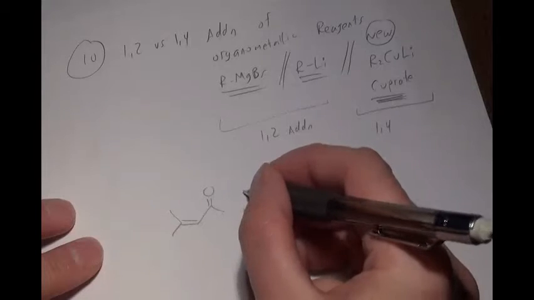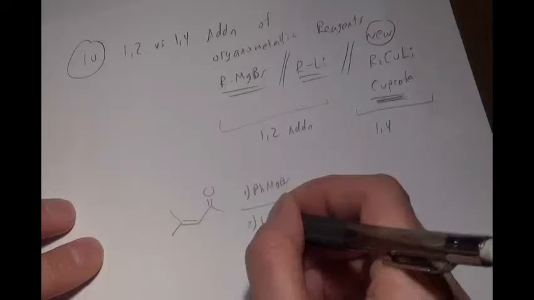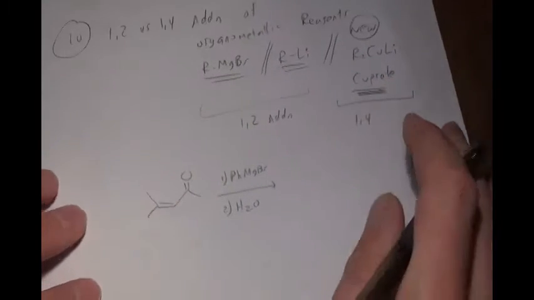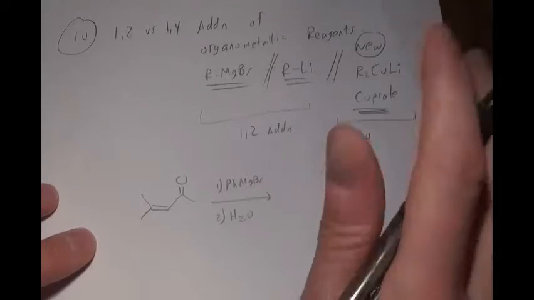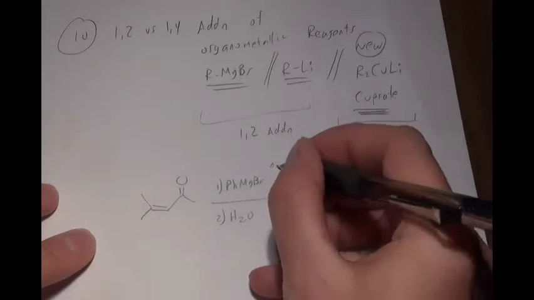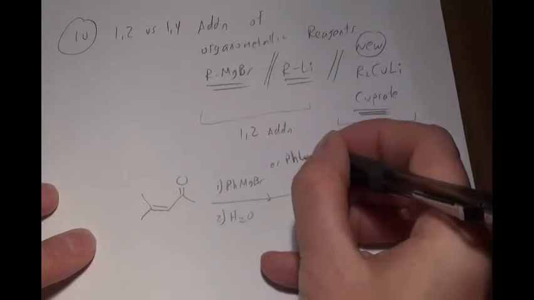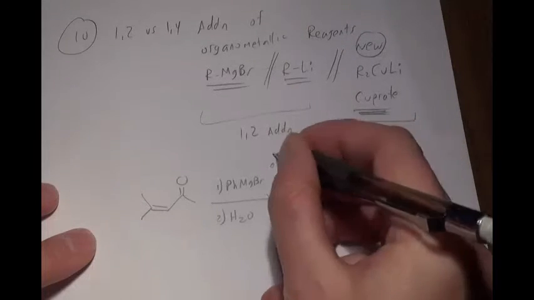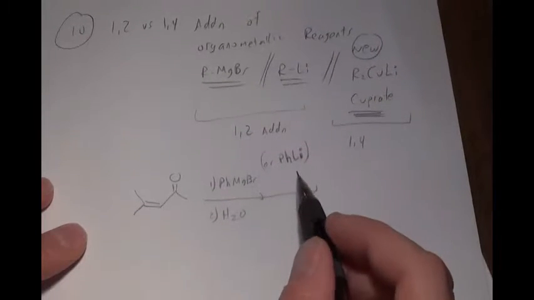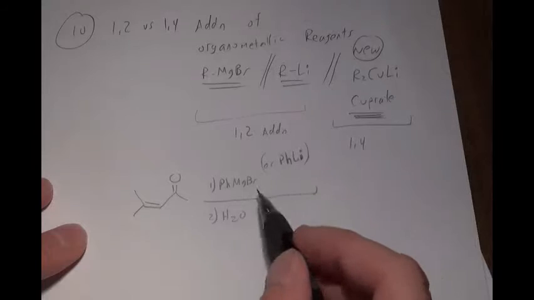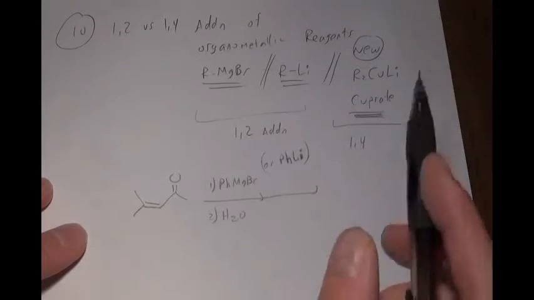Alright, so let's do a Grignard. This is plain old Organic 1 chemistry, Grignard. And this could be organolithium, phenyllithium, right? They do the same thing here. That's the thing. Grignards and organolithiums in general do the kind of same thing as we said up here. Grignards and organolithiums are going to do 1,2 addition.